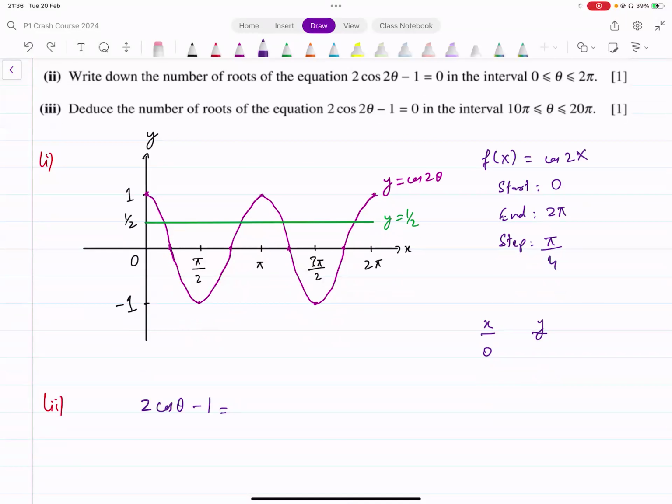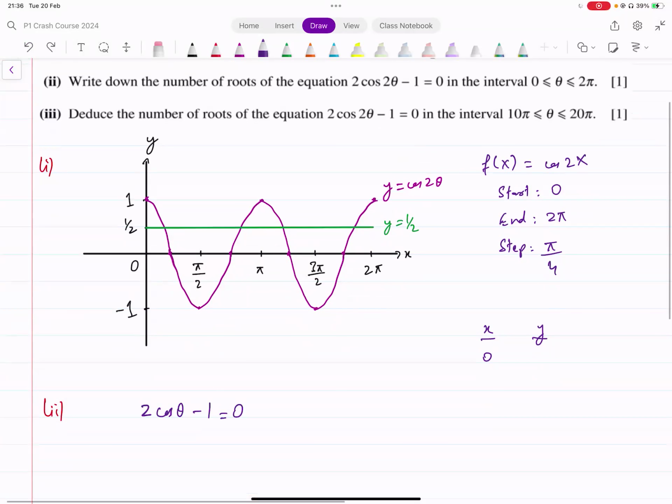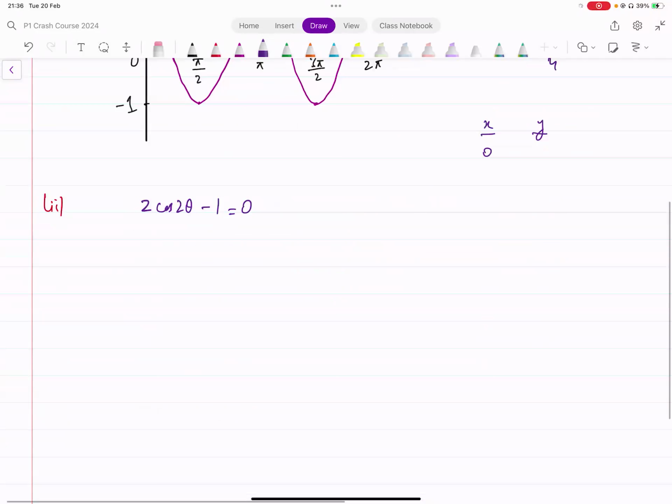The graph that you've drawn, the major graph, the curve that you've drawn is basically y equals cos 2 theta. What you do in such problems is you basically write this equation in a form such that on one side of the equation, you get cos of 2 theta somehow. All right. How can we do that? We can make cos 2 theta the subject here.